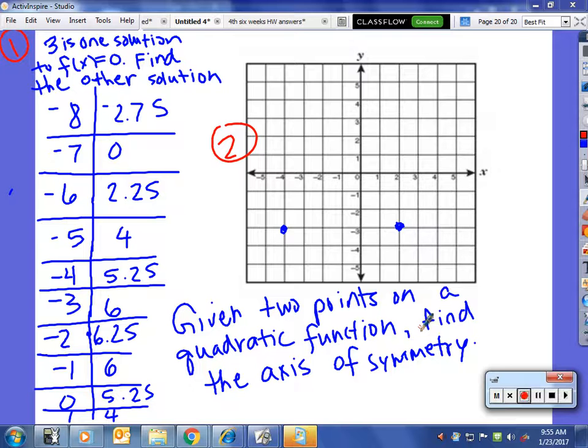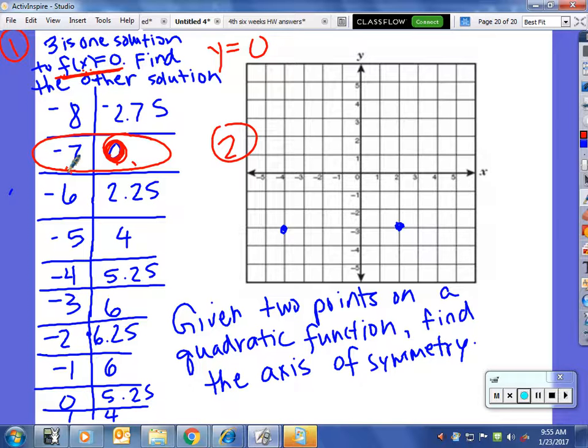Did anybody figure out the answer to number 1? -7, exactly. How did you know that? Yes, Dylan. You are looking for a zero of the function. What does f of x mean? Y. So they basically said, hey, when x is 3, y is 0. Find the other time that happens. And it's showing right here. This is a zero of the function. This is where the y value is 0. The x value that created that is -7.